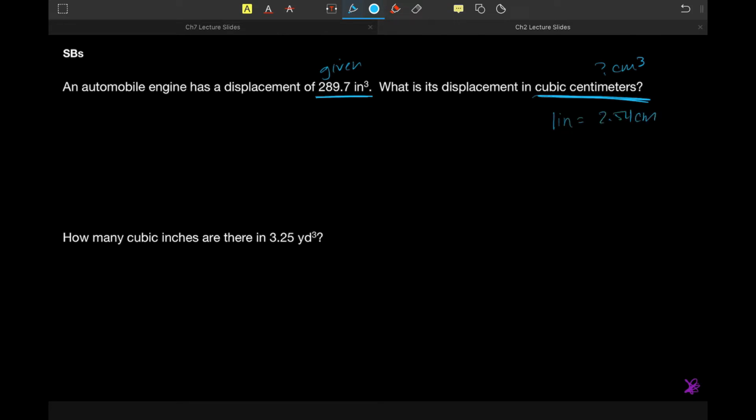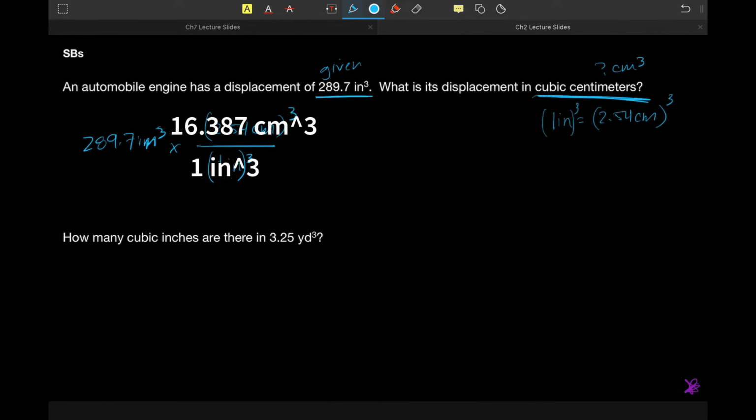Now, if I want to turn this into 3 dimensions, I have to cube each of these. And that is the conversion factor we're going to use. So this becomes 289.7 inches cubed, and then we're going to put my inches cubed down here. So 1 inch cubed, 2.54 centimeters cubed. Now, the reason these are different, and maybe we'd be better off doing that, is because 1 cubed is still 1. Depending on how you do your math, if you are likely to forget to apply that 3, then go ahead and do that math, like what is 2.54 cubed, and plug that number in.